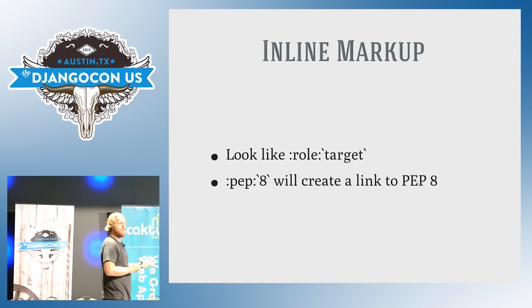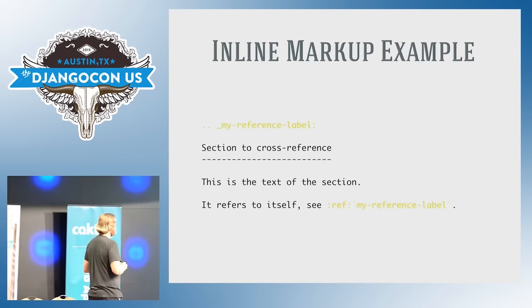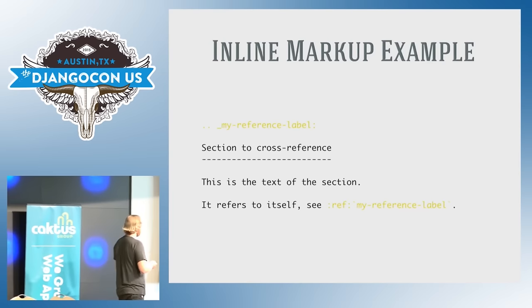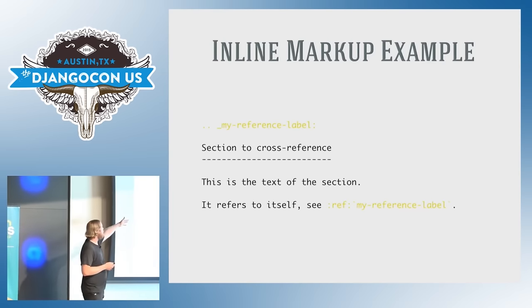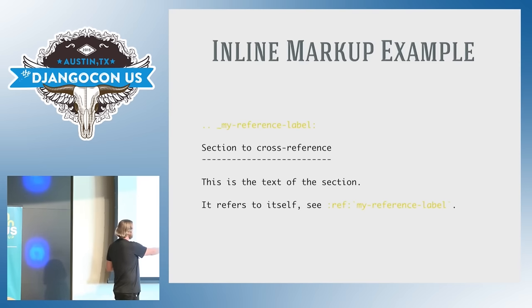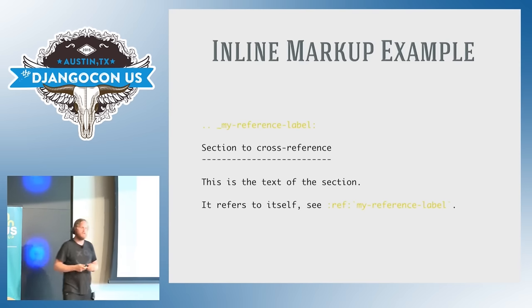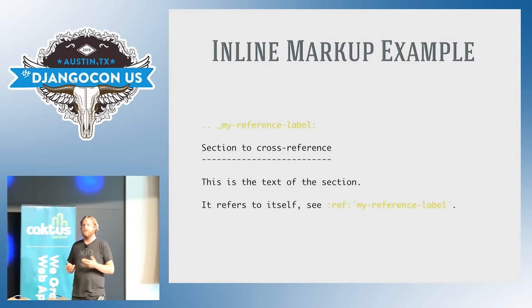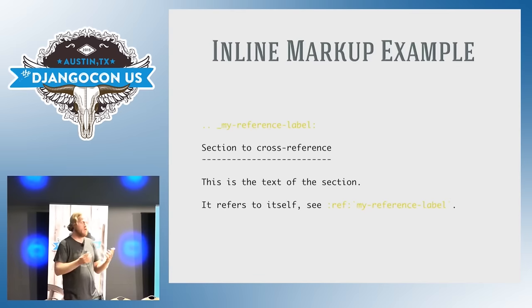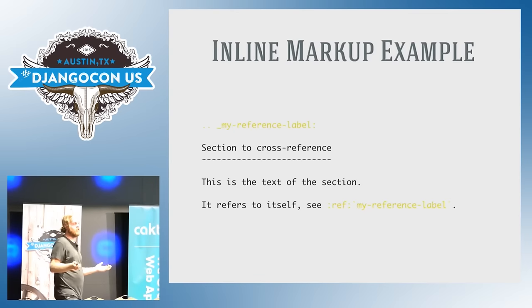It's just Python code in the background. One of the great examples of this is references. Here you can see on the top, we're defining a label for this section. And down here, we're actually referencing that section with the label that we defined. This is really powerful, right? It allows you to reference documents in a semantic way across your entire set of documentation.